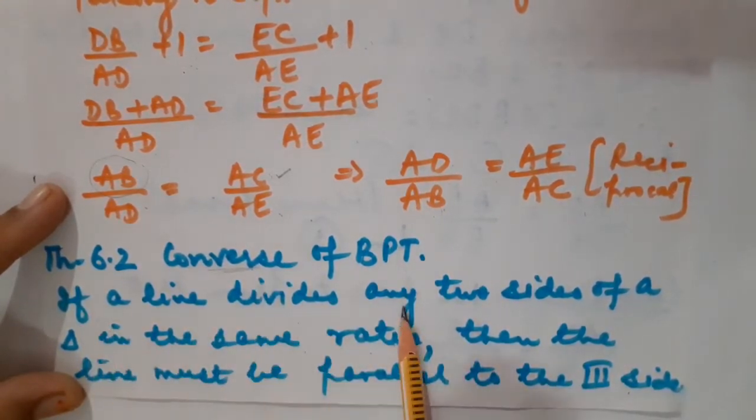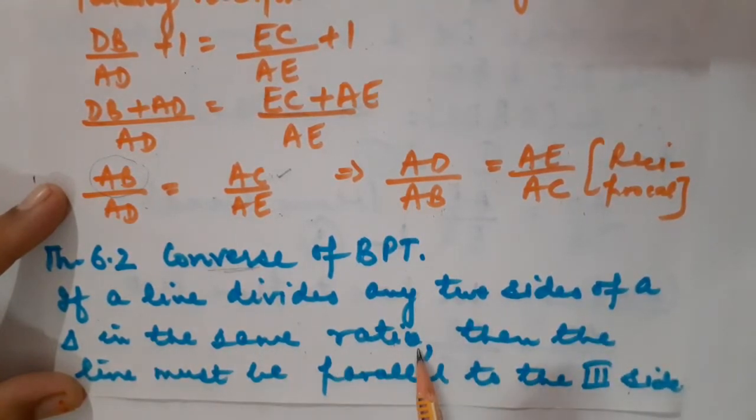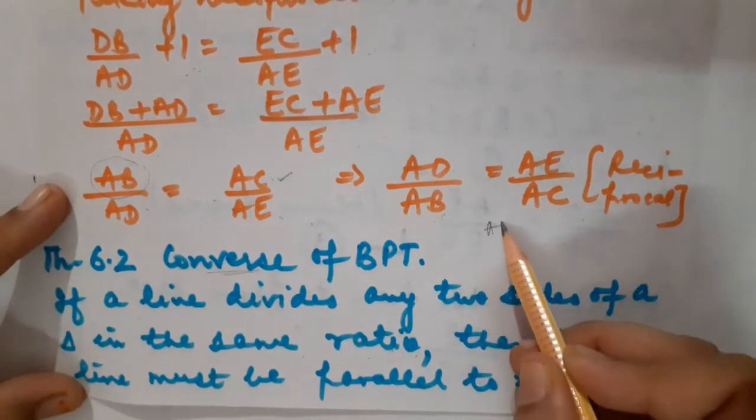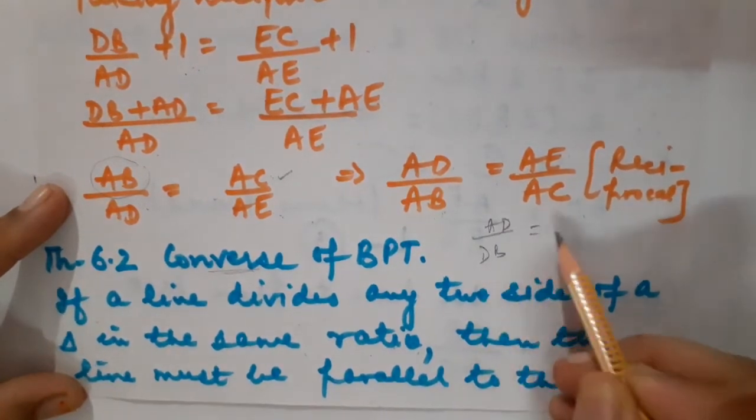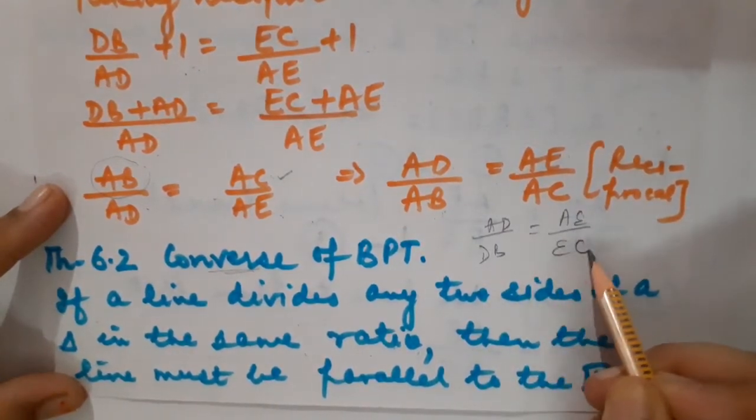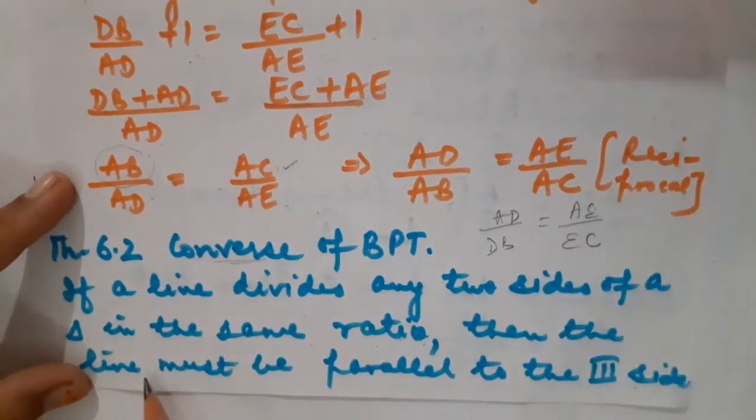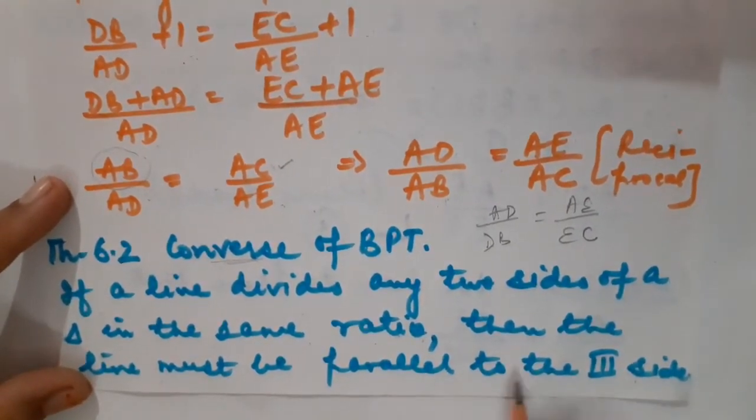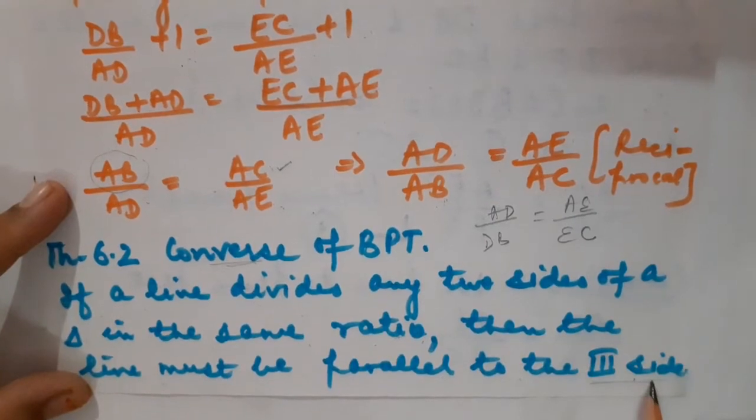If a line divides any two sides of a triangle in the same ratio, means you will be given that AD upon DB is equal to AE upon EC. But what you have to prove? You have to prove that line DE is parallel to the side BC. Got it?